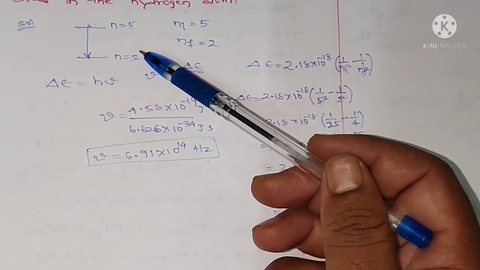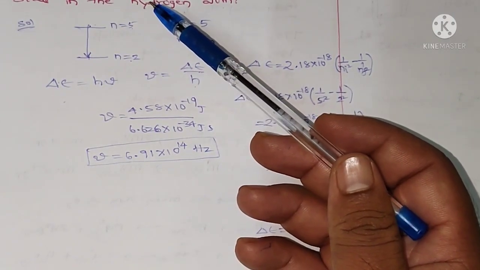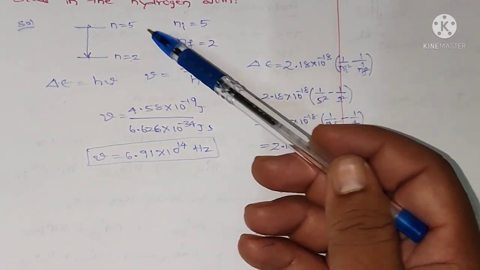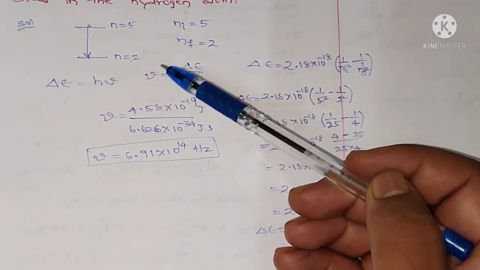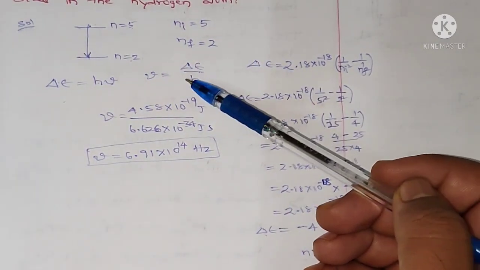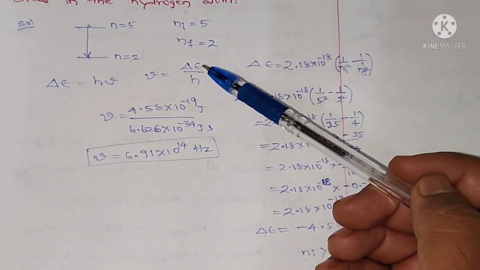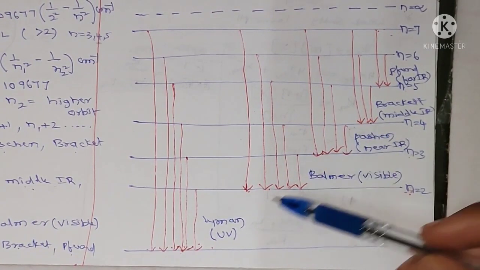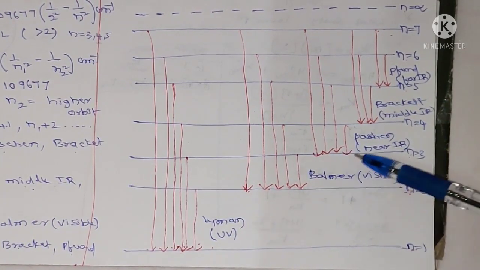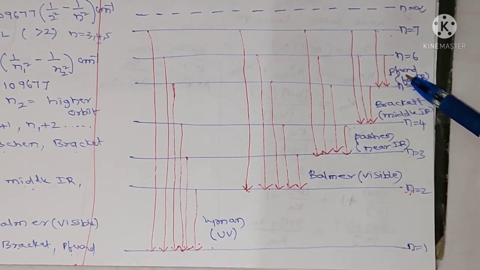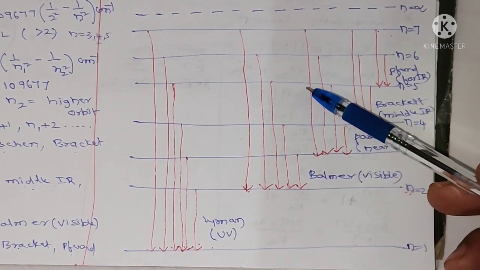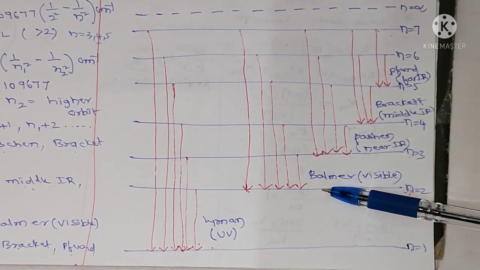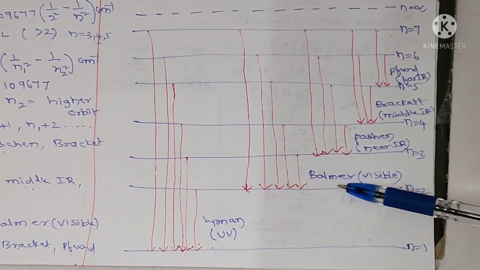So if the particle comes from a higher level to the lower second level, then the series is called the Balmer series. So it is the Balmer series. We already discussed this in the previous class. Let me go back to see that series. So these are the series: Lyman, Balmer, Paschen, Brackett, and Pfund. If the electron or particle comes from a higher level to the lower second level, then the series is called the Balmer series.